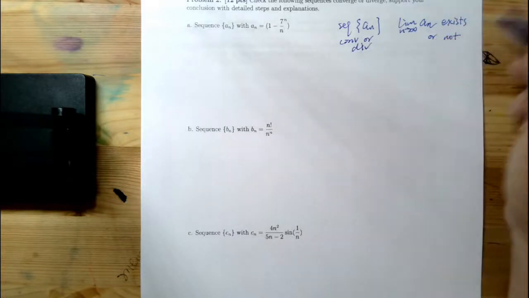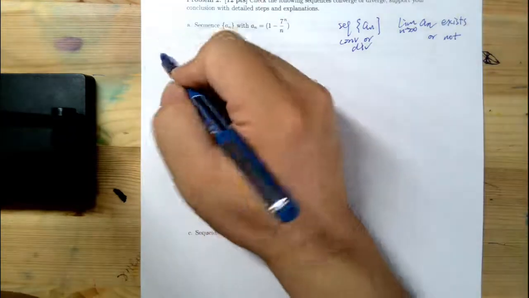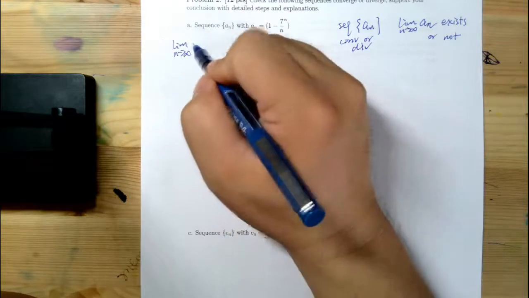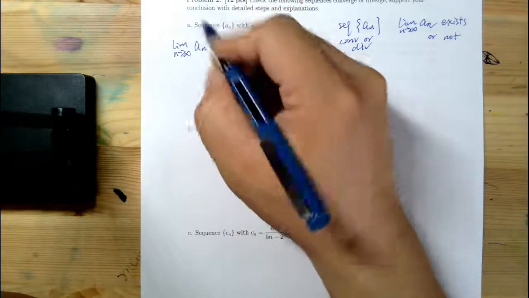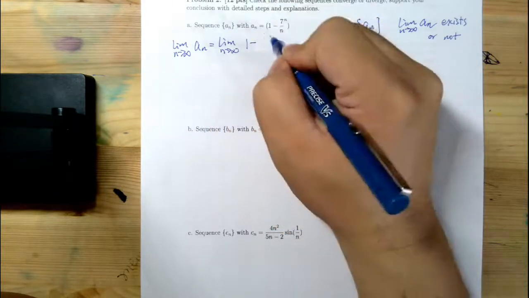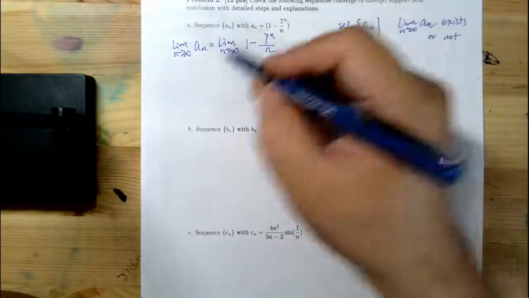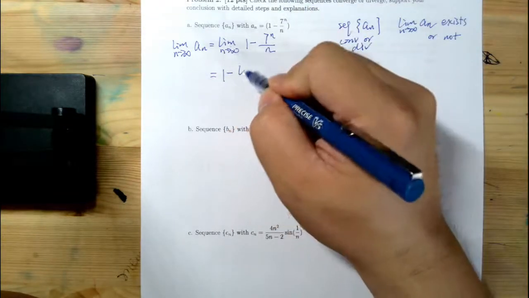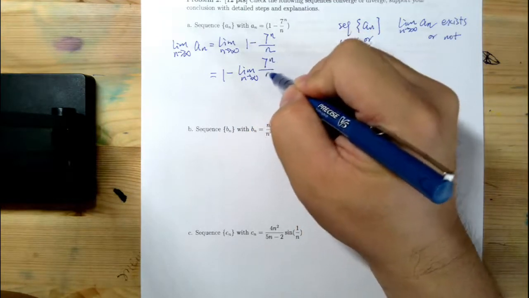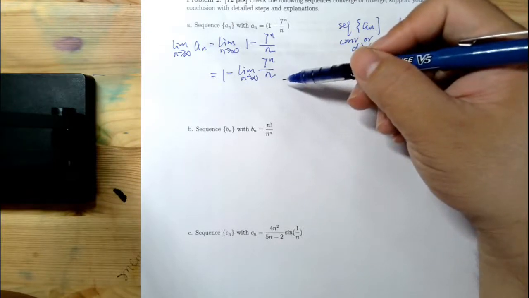So look at the first one: the limit as n goes to infinity of a_n is the limit of 1 minus 7^n over n. This is easy, it's just 1 minus the limit of 7^n over n. It turns out this is an infinity over infinity form, so we can apply L'Hopital's rule.